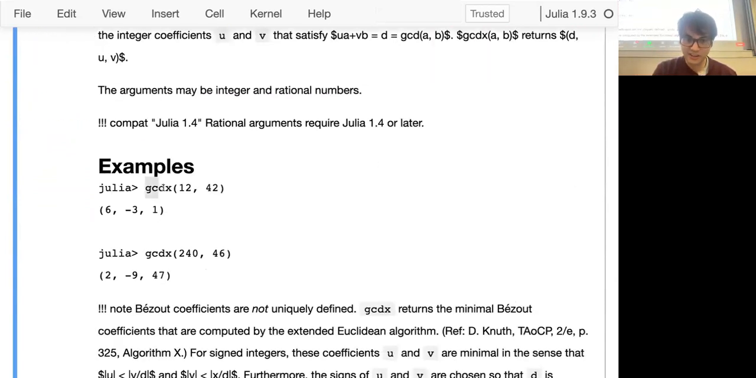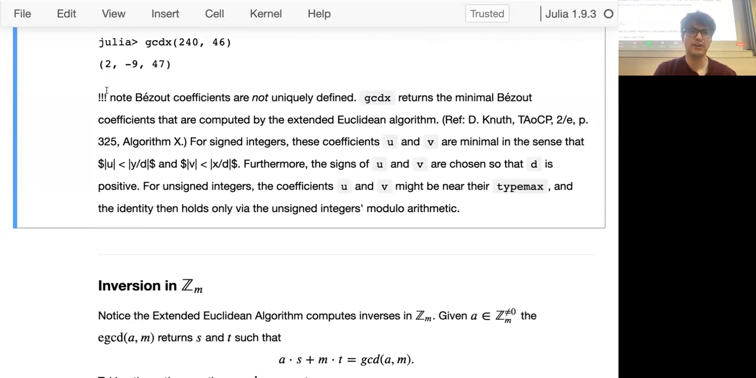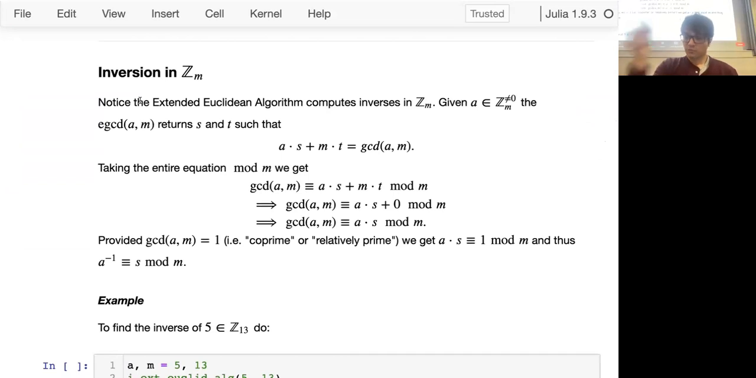So here's the extended Euclidean algorithm. I believe that's what that X is. They're saying 6 times 12 minus 3 times 42 is equal to 6 as a linear combination. This is saying 240 times 2 and 46 times minus 9 is equal to 2. But here they don't have uniquely defined Bezout coefficients. This means that we get inversion in Zm, at least when m is a prime number.